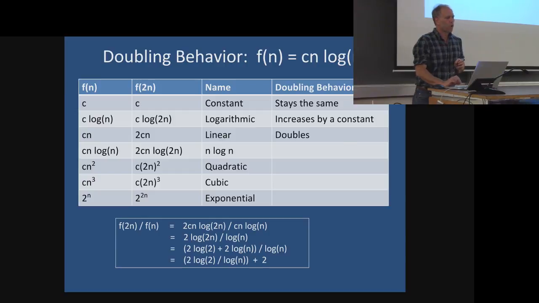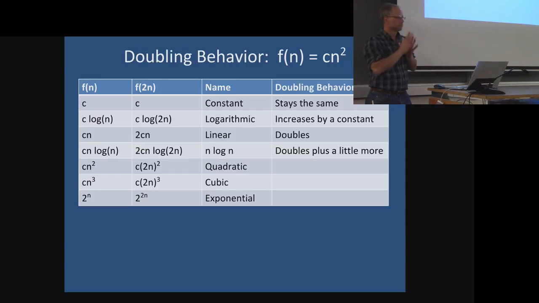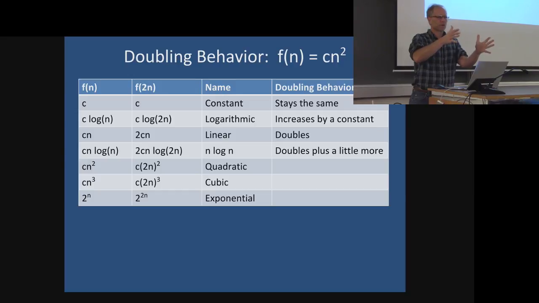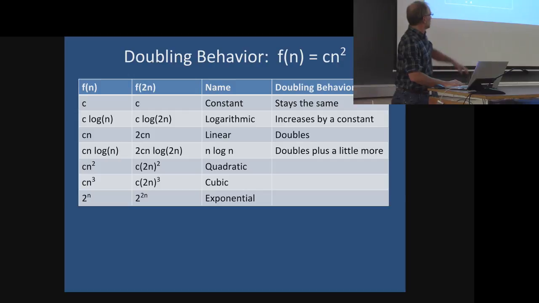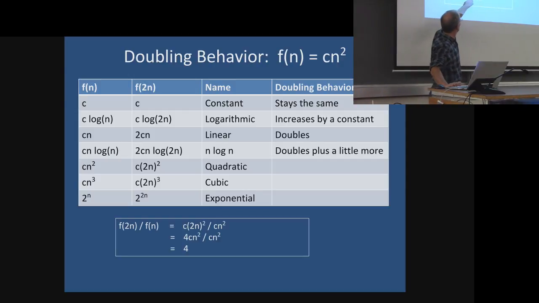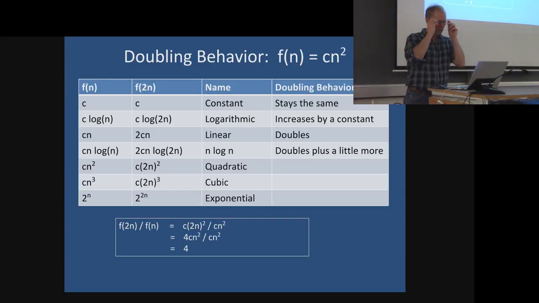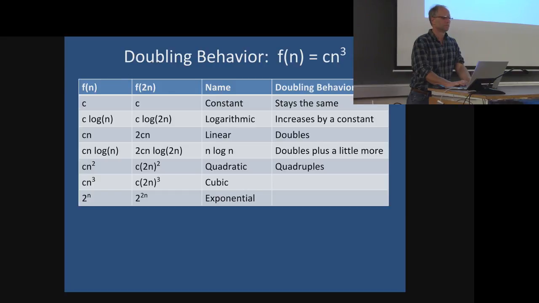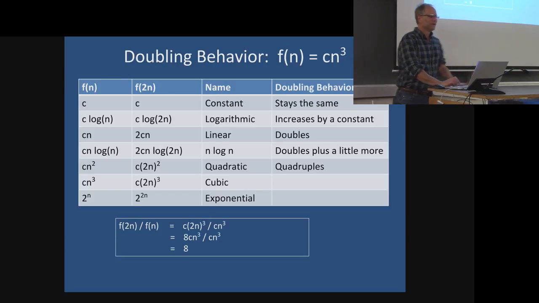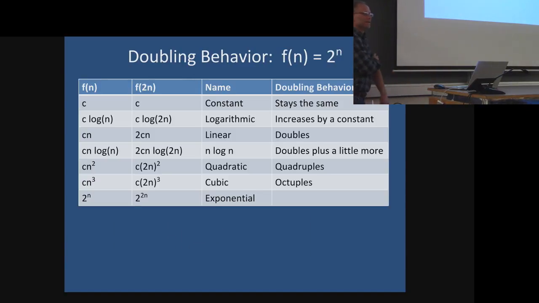Okay? What about quadratic? If you double the size of the problem, what happens to the running time? It quadruples. Well, let's see why. Let's divide f of 2n by f of n. We get c times 2n squared, divided by cn squared. It just reduces to 4. So if you see it quadrupling each time, that sounds like an n squared algorithm. What about cubic? Is that a word? Octuples? We do the division, it's 8. So, yeah, about that.